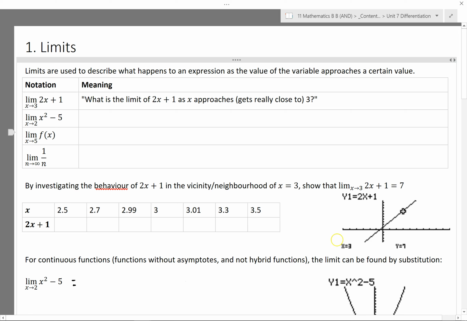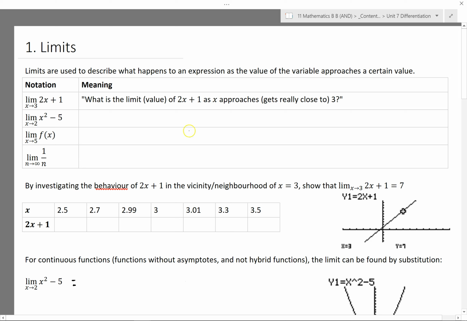Approaches means gets really close to 3. And the limit really means what's the value of 2x plus 1. What we mean by approaching 3 is that the x value here gets closer and closer to 3, from below, so 2.5, 2.7, closer to 3, and from above. And we want to see what happens to this function value.